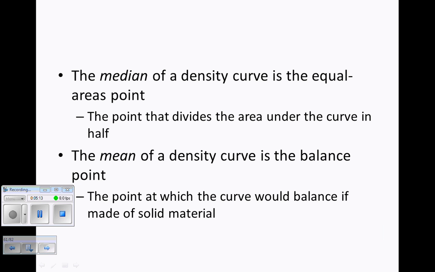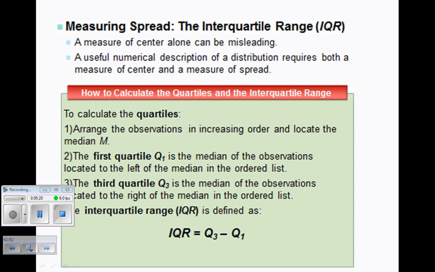Okay, so just again, a little bit of a summary if you want to read through this. So the interquartile range. To calculate quartiles, arrange all your observations in increasing order and locate the median. So do that first. Since the median splits your data into 2 equal halves, you'll have 2 equal halves after you take that median.